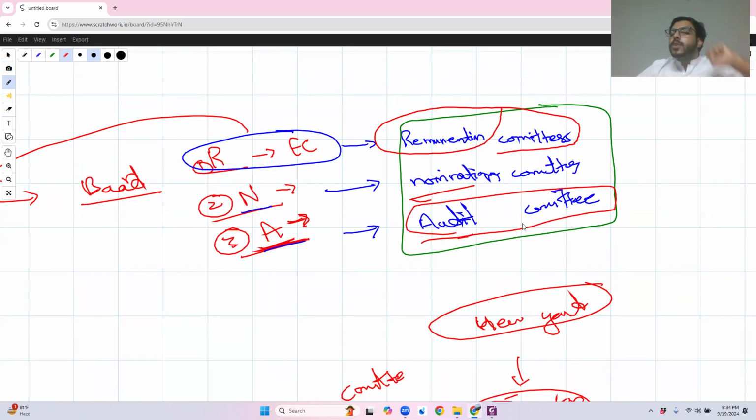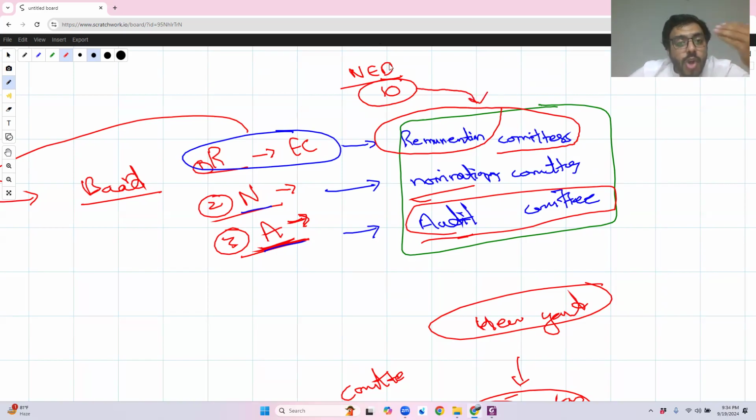Now, the important question is, who are going to be the people within these committees? Again, how many non-executive directors were there within the company that we took as an example? 10 non-executive. Okay. Out of these 10 non-executive directors, people would be selected again.